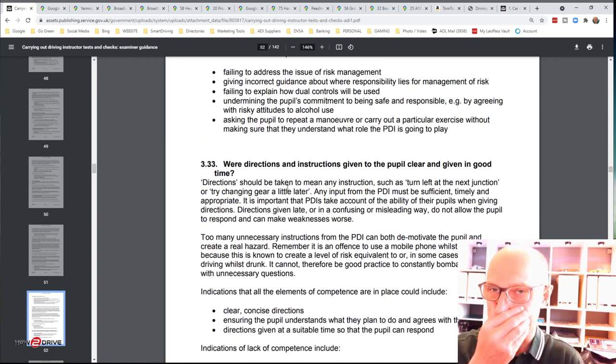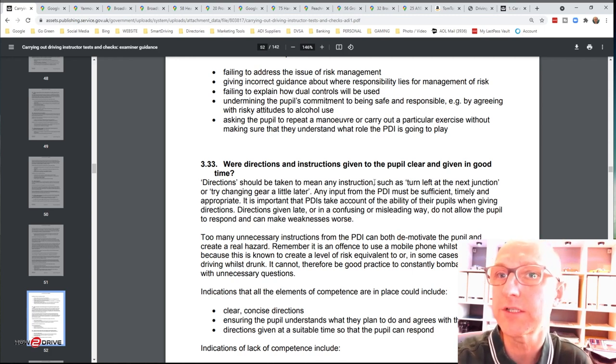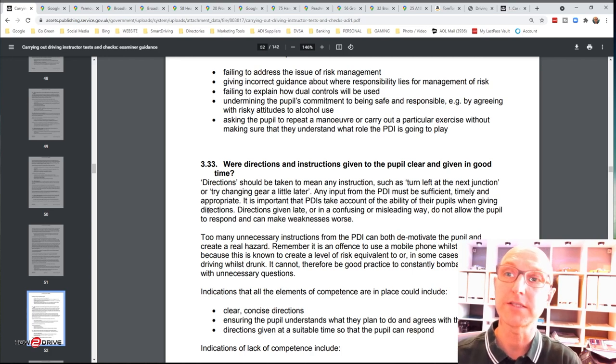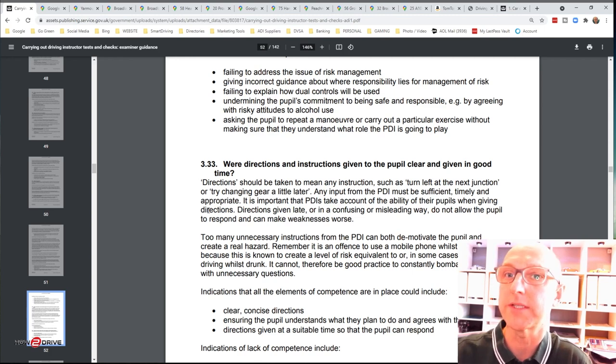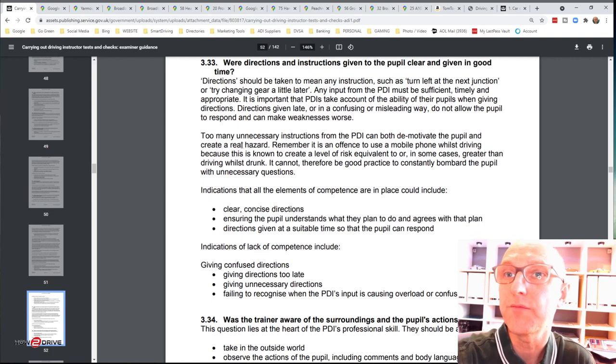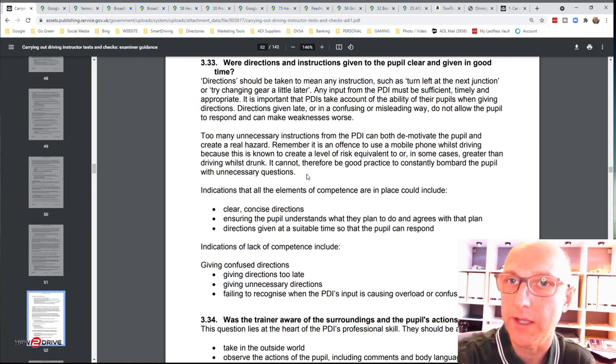Let's talk about some of the key points on this. Directions should be taken to mean instruction, for example, turn left at the next junction. Or if it was an instruction, try changing gear a little earlier. As I say, we are just going to focus on the direction side of this for this video today. I'll let you read through this, get a copy of this. You can just get it on the internet, download it. It's very easy to get. Just Google ADI1 and that will come up.